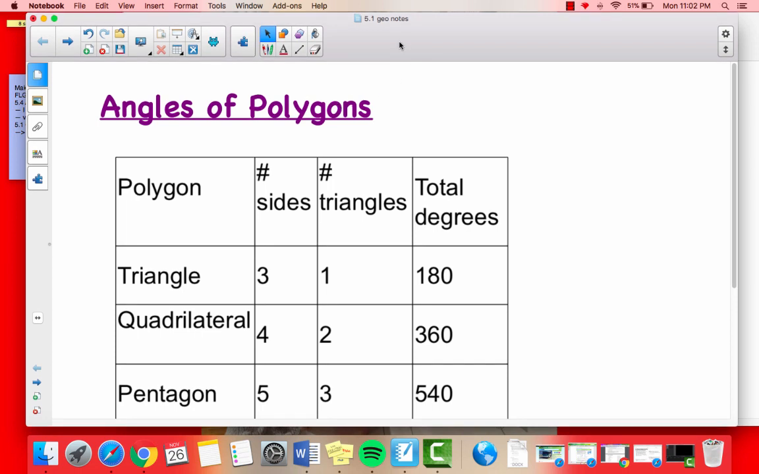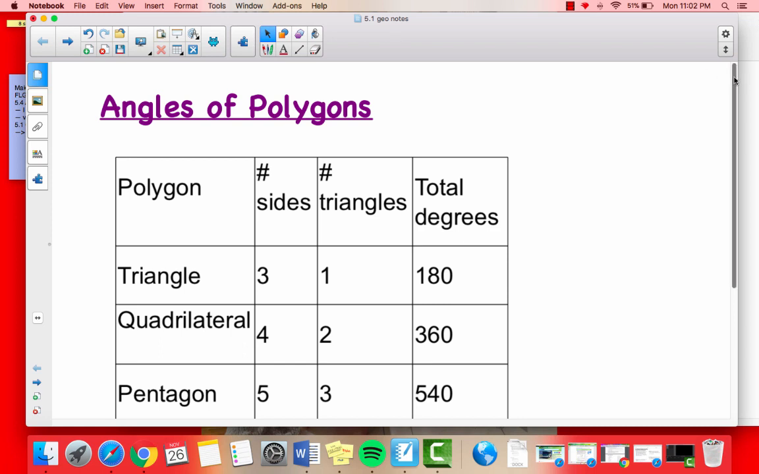Hi everybody. Today we are going to be talking about the angles of polygons. You should have already done the investigation activity that filled out the chart. If you haven't done that yet, go ahead and pause the video and make sure you get that completed. But if you have, this table should look pretty familiar.